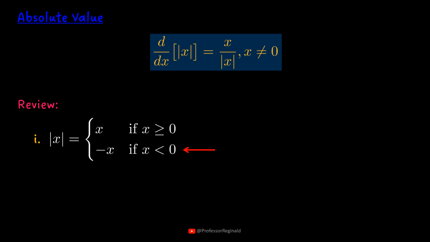If x is negative, the absolute value of x is negative x. In other words, the absolute value of a negative number is the negative of that number, or simply stated, the number becomes positive. Second, the square of the absolute value of x is equal to the square of x.